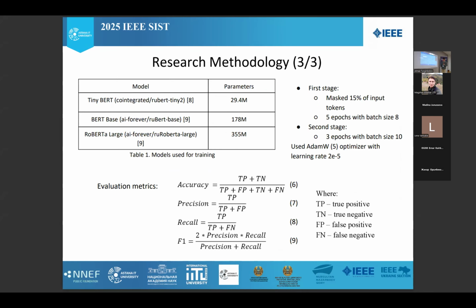For transformer-based models, we use three models: TinyBERT, BERT, and RoBERTa, which are small, base, and large models. We mask 15% of input tokens for masked training, for 5 epochs. In the second stage, while learning to classify the data, we use 3 epochs with batch size 10. For evaluation, we use accuracy, precision, recall, and F1 metrics.